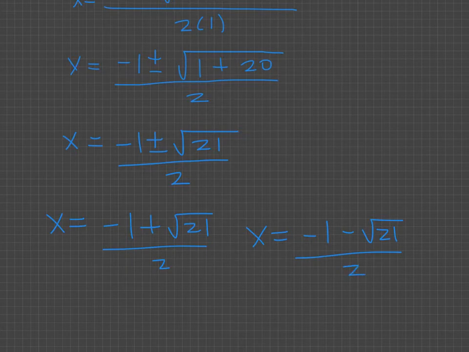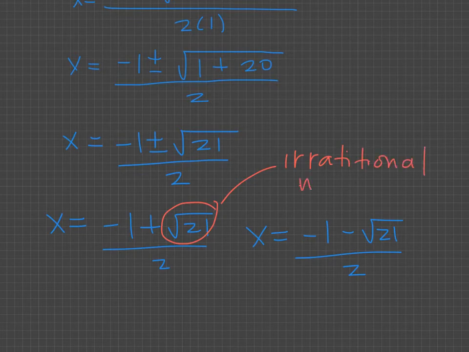Little review of our sets of numbers. That square root of 21, that is an irrational number. So remember, irrational numbers are those when we write them in decimal form, they don't repeat and they don't terminate, but they are real. So a number under the square root that doesn't simplify is an irrational number, but it is real.